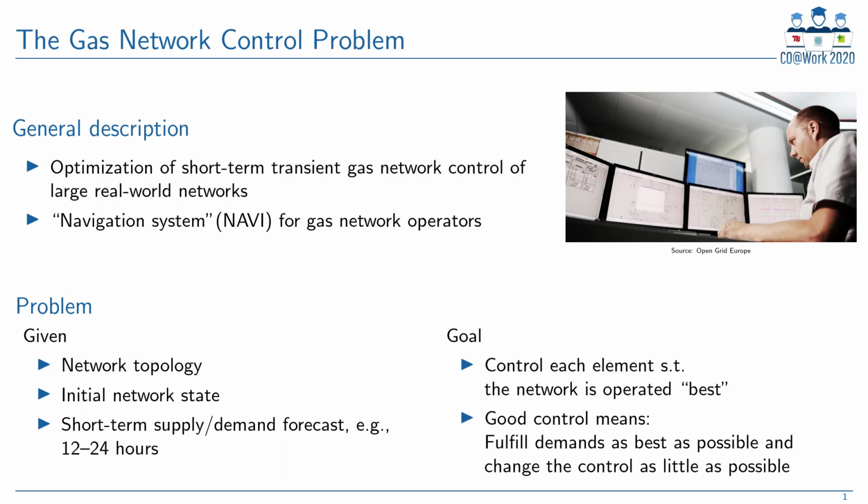Having this, the goal is to find a control for each of the network elements such that the network overall is operated best. Here, a good control means that we fulfill the demands given for the future while changing the single elements in the network as little as possible, so keeping the network as stable as possible over time.